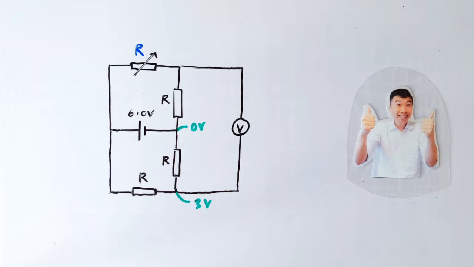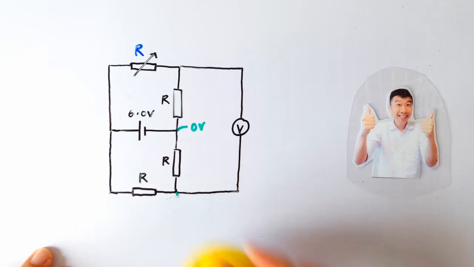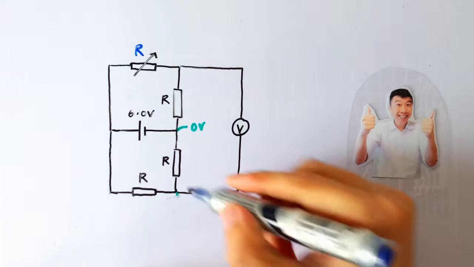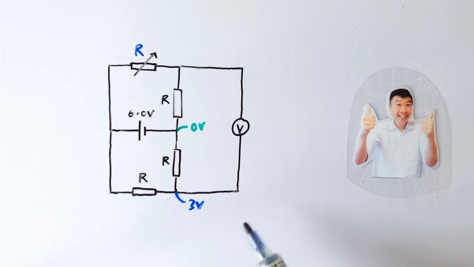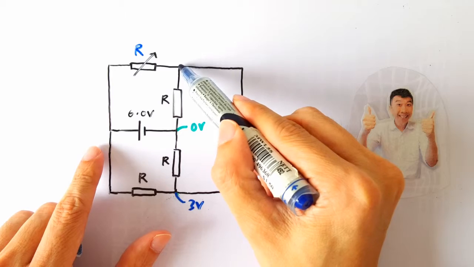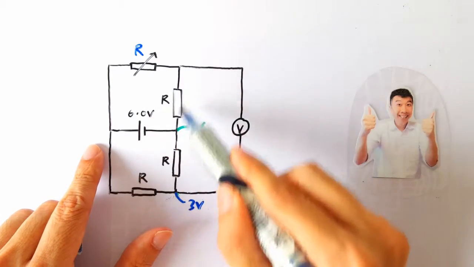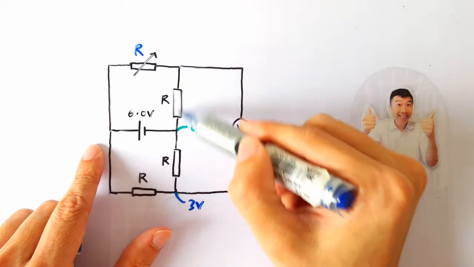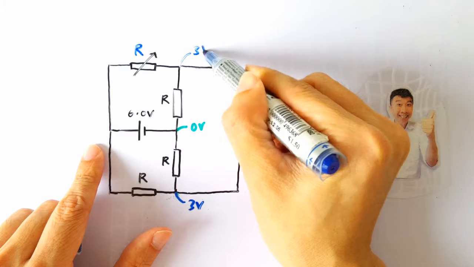I should use blue color to represent this. So the potential at this point is 3 volts. What about the potential at this point? Because this is R, this is R, for this current path again we're going to have 3 volts across this resistor. So the potential here is also 3 volts.